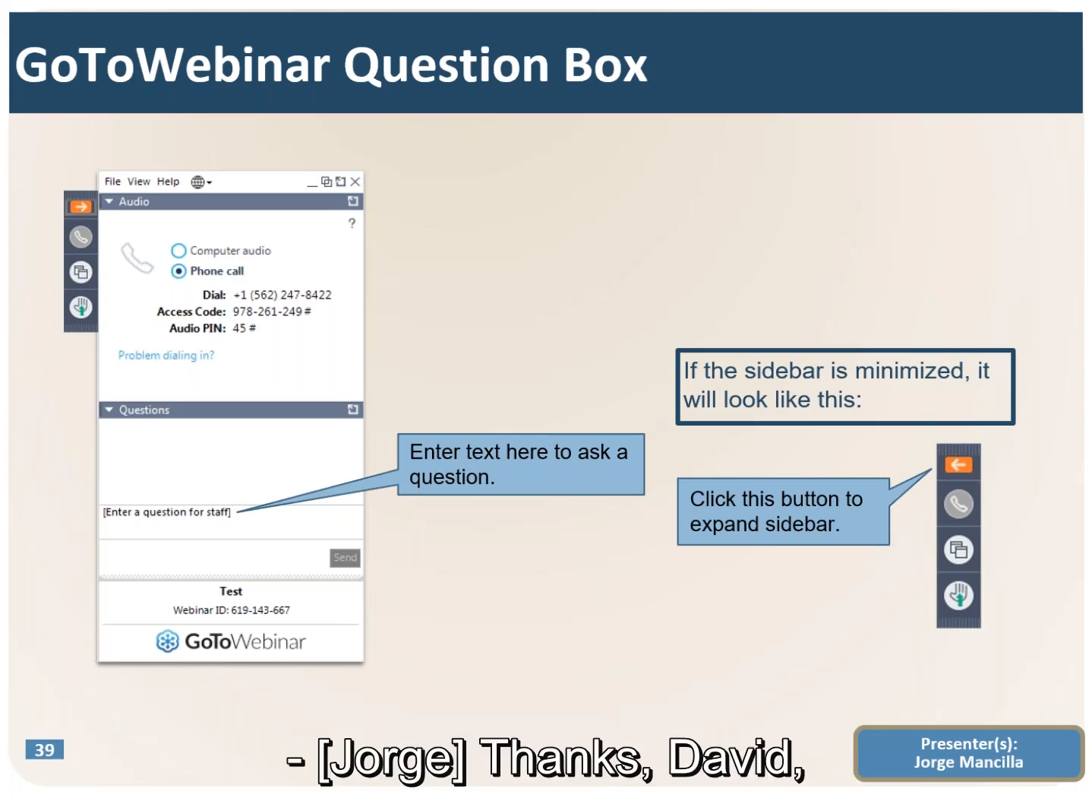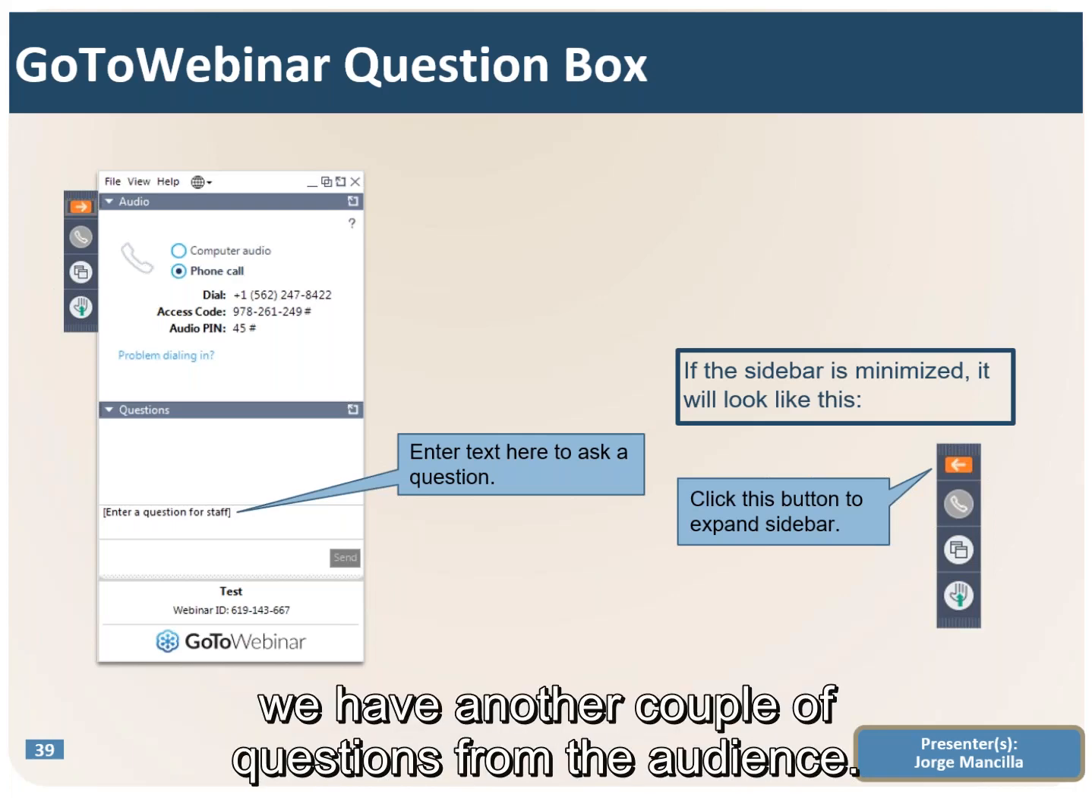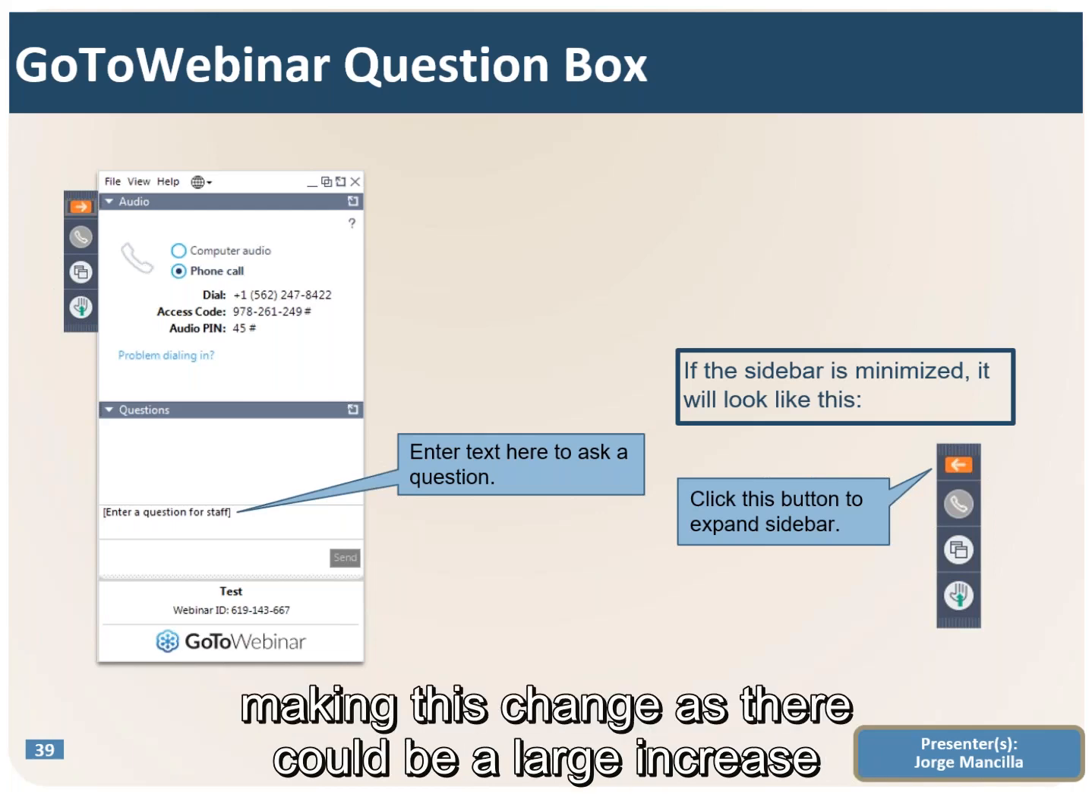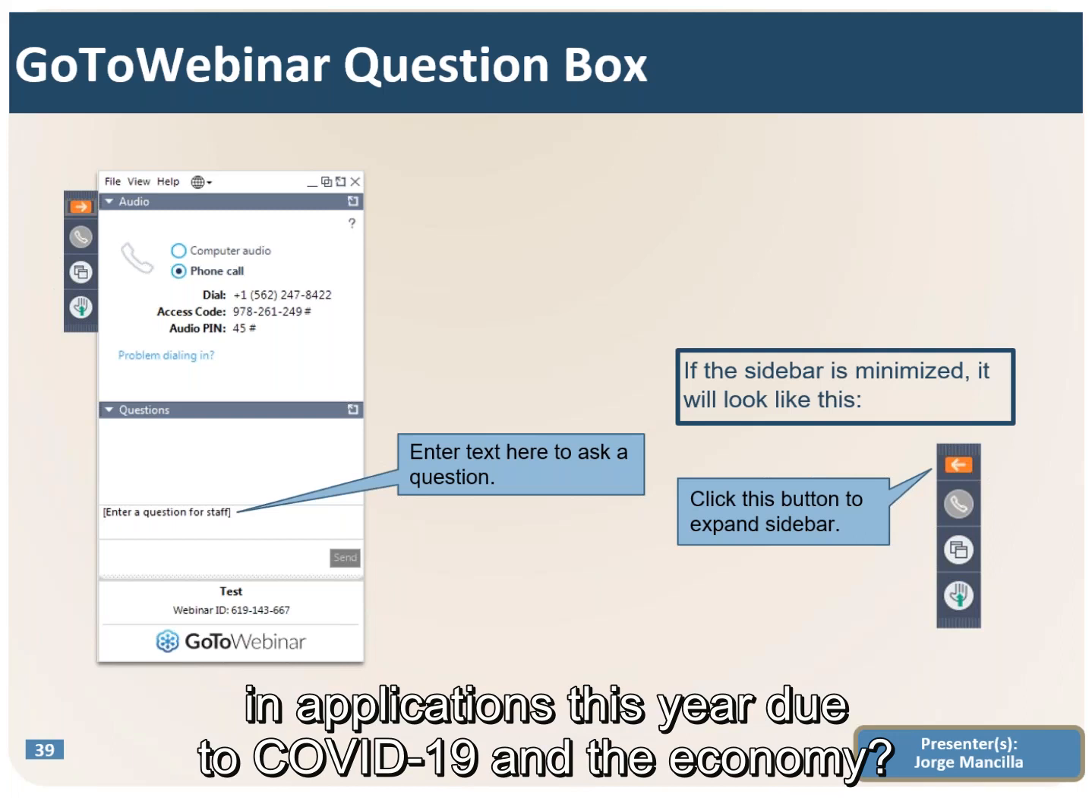Thanks, David. We have another couple of questions from the audience. The first one is, is there a concern making this change, as there could be a large increase in applications this year due to COVID-19 and the economy?